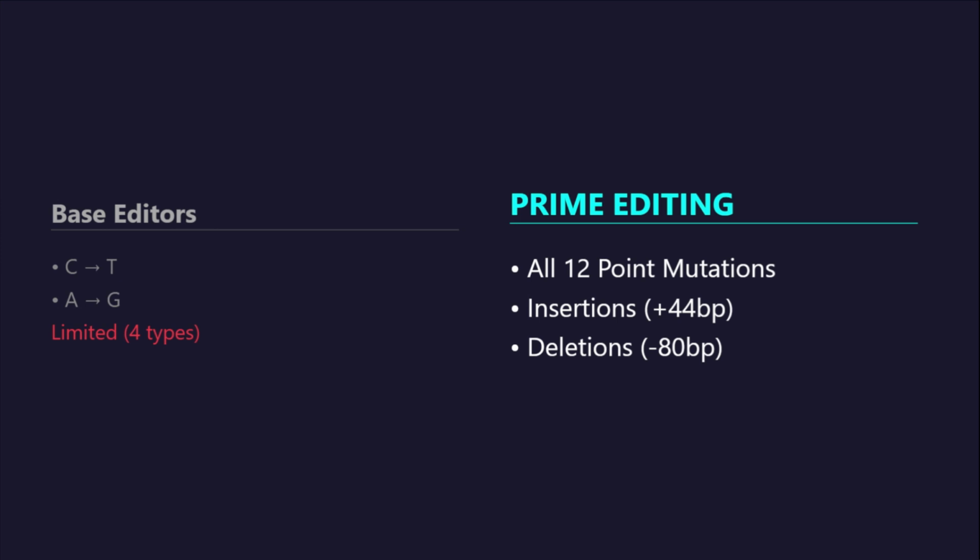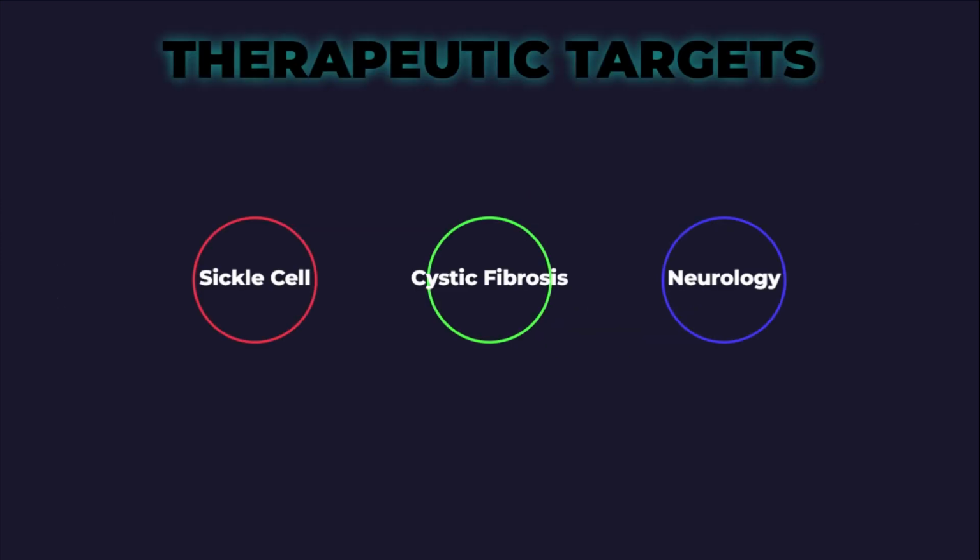Base editors are restricted to only 4 transition mutations: cytosine to thymine, guanine to adenine, adenine to guanine, and thymine to cytosine. In contrast, prime editing can achieve all 12 possible base-to-base conversions. Furthermore, prime editing facilitates precise small insertions, up to 44 base pairs, and deletions, up to 80 base pairs, without relying on the error-prone homology-directed repair pathway or requiring a double-strand break. This broad scope allows for the correction of nearly 90% of known pathogenic point mutations.